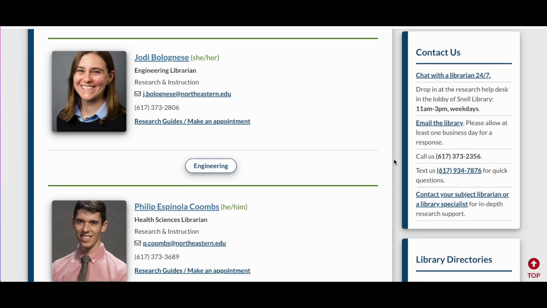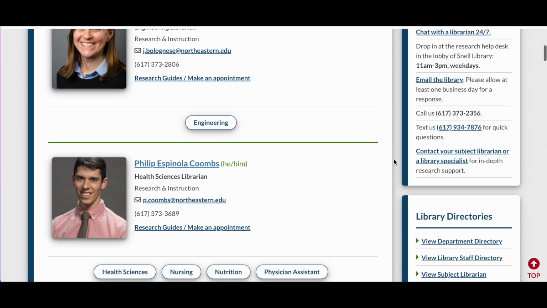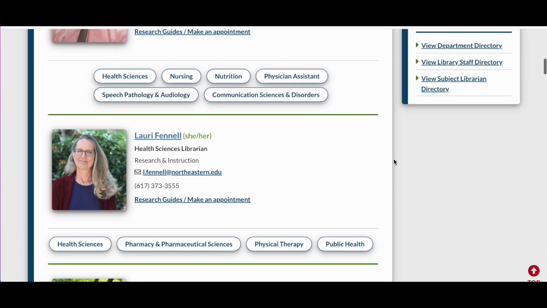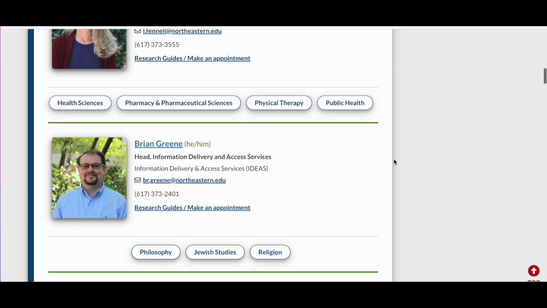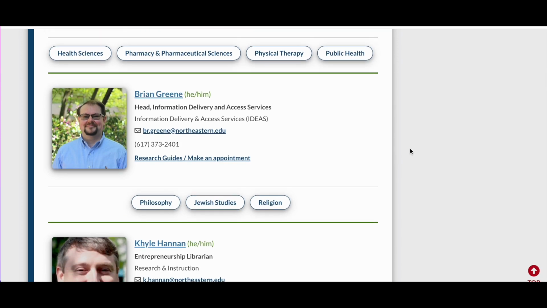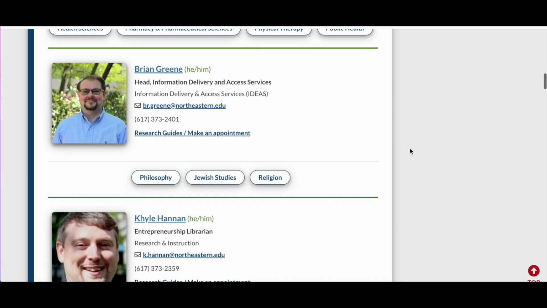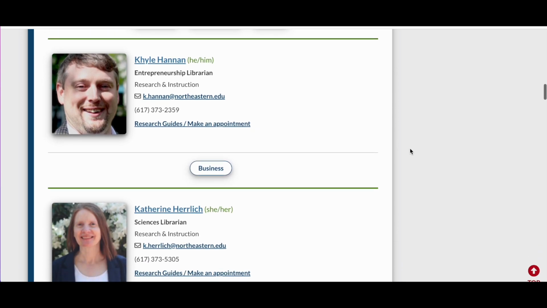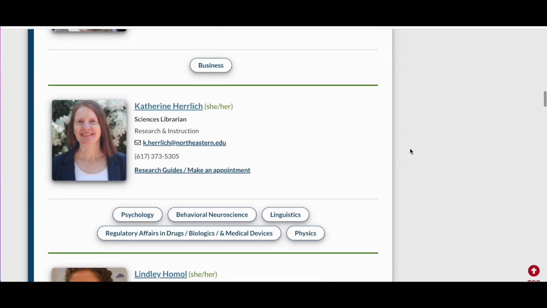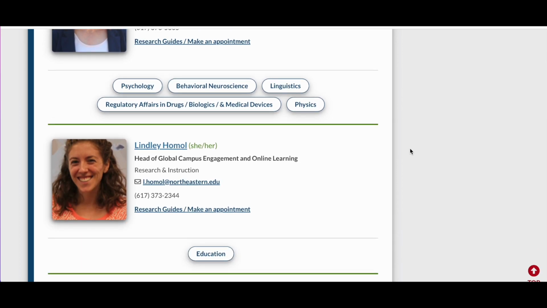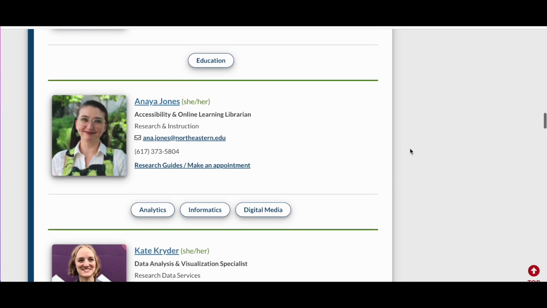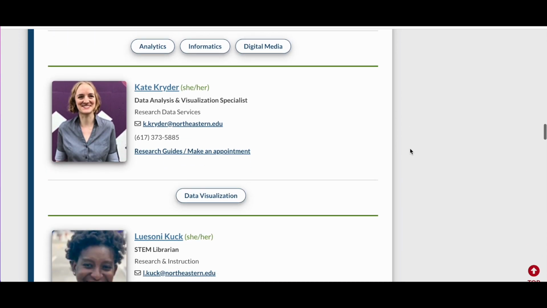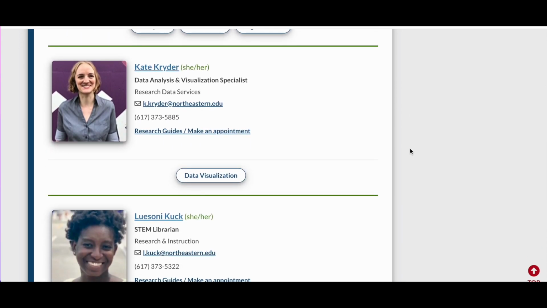So here we've got Jody, who's an engineering librarian. We have Philip, who's a health sciences librarian. Lori, also health sciences. Brian looks like he's in some kind of administrative position there. Entrepreneurship librarian, and Kyle here, sciences librarian. That doesn't look super relevant to us. Data analysis, visualization specialist too.